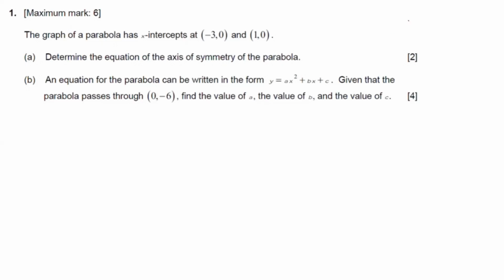All right, so question number 1, the graph of a parabola. So let's highlight that one. A parabola has x-intercepts at (-3, 0) and also (1, 0). The first question is that we have to find the equation of the axis of symmetry of the parabola.